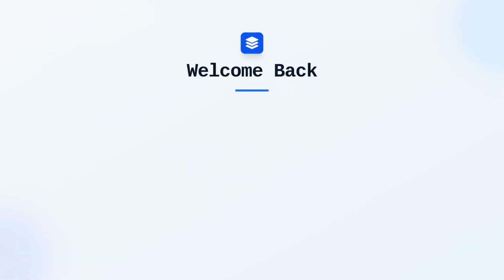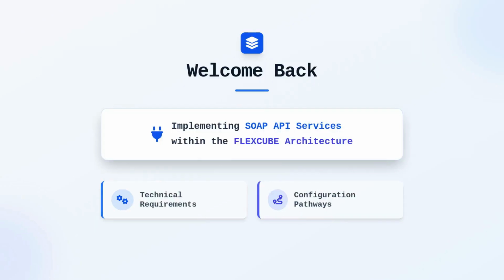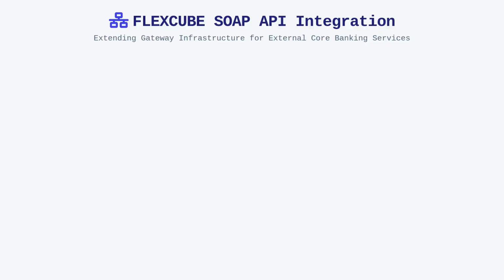Welcome back. In this session, we will examine the technical requirements and configuration pathways necessary to implement SOAP API services within the FLEXCUBE architecture. When we talk about SOAP API integration in the context of FLEXCUBE, we are essentially discussing the extension of the gateway infrastructure to allow external systems to invoke core banking services. Unlike RESTful services that might rely on JSON and lightweight headers, the SOAP implementation relies heavily on the Web Services Description Language, or WSDL, to define the contract between the requester and the provider.